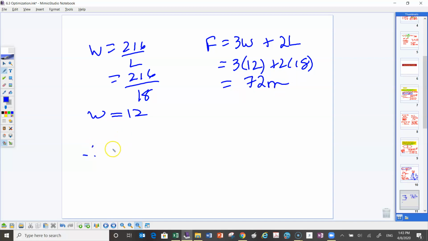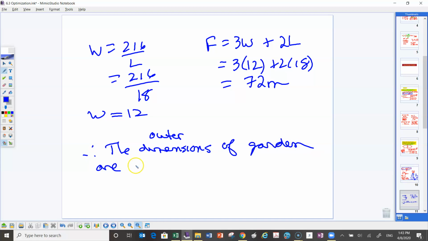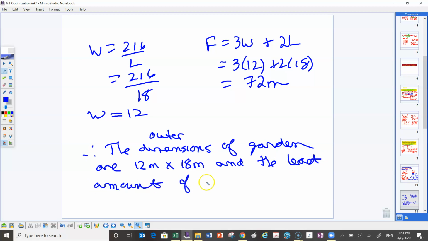So my final statement: the dimensions, and I guess this should be the outer dimensions of the garden, are 12 meters by 18 meters, and the least amount of fence is 72 meters. And that would be the end of the first part of optimization problems.